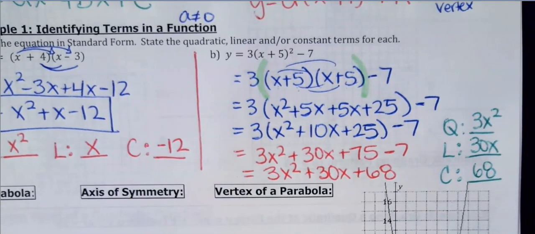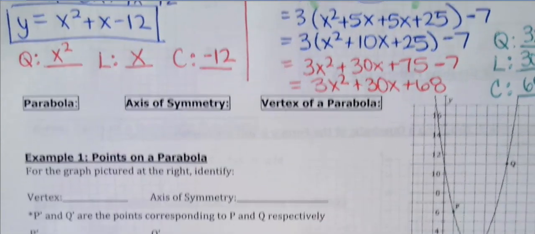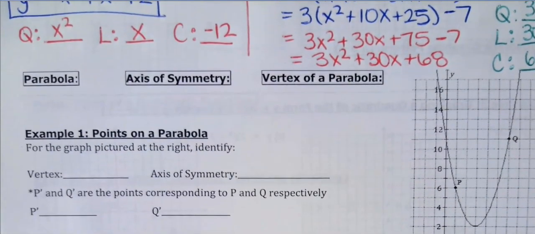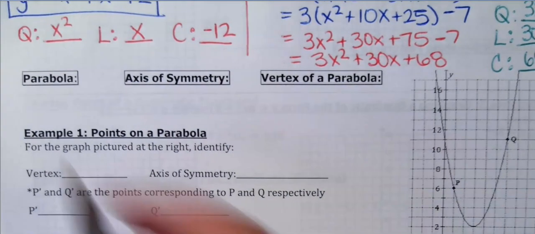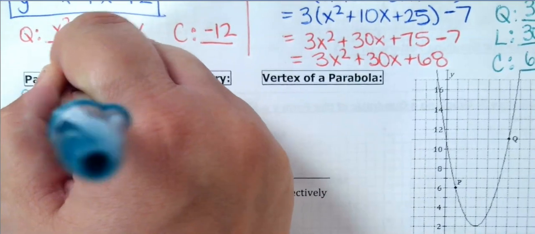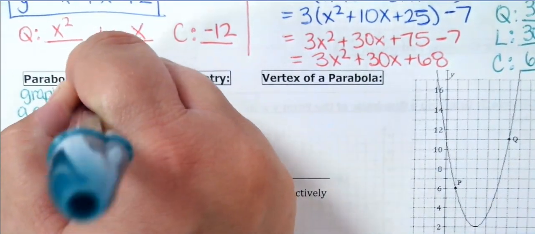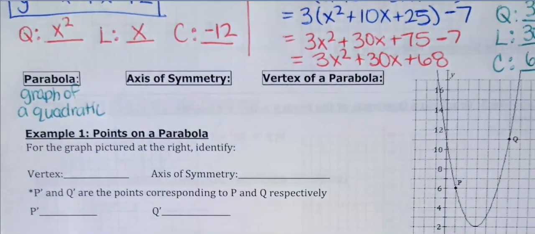Okay. The rest of what we're going to do today, we're going to really dive into graphing parabolas and looking at parabolas and their different parts. So parabola is literally just the fancy name for the graph of a quadratic. And a quadratic just means my highest power of x is going to be x squared. So quadratic, and it's going to make a U shape.